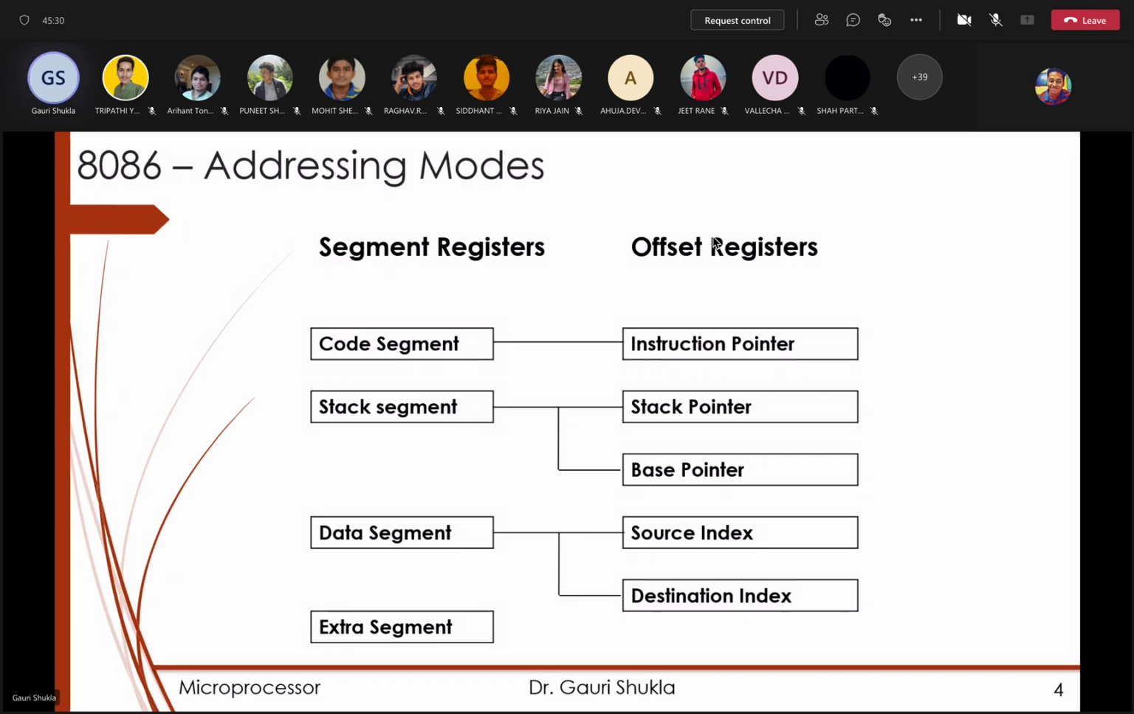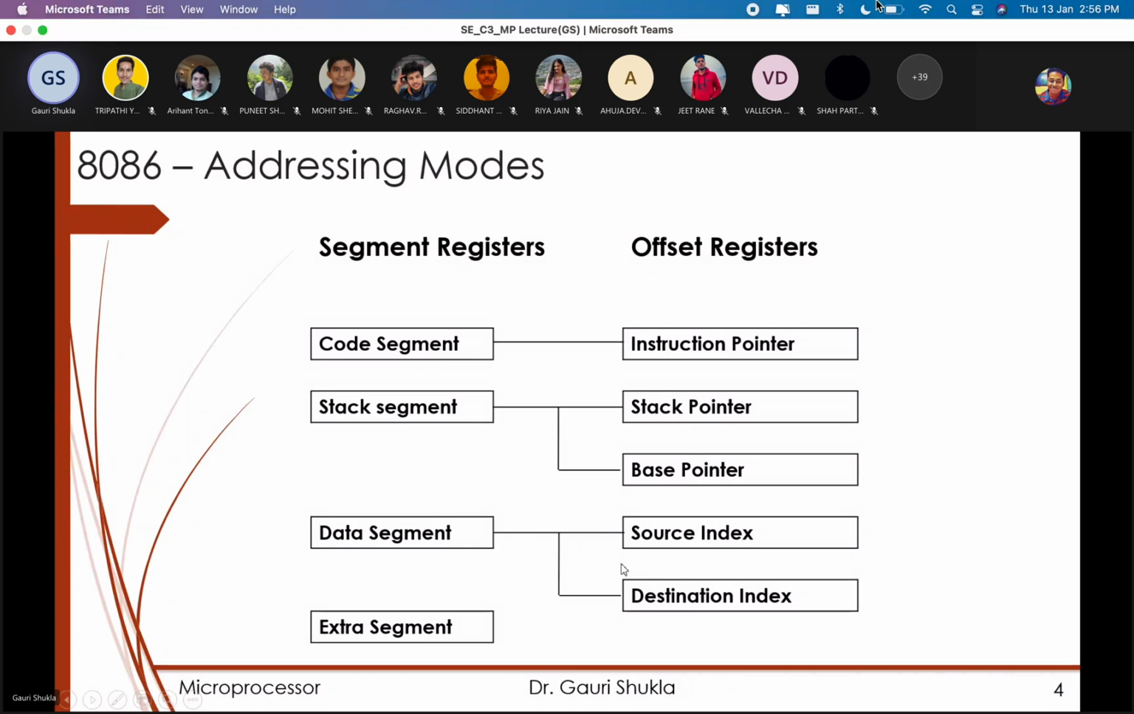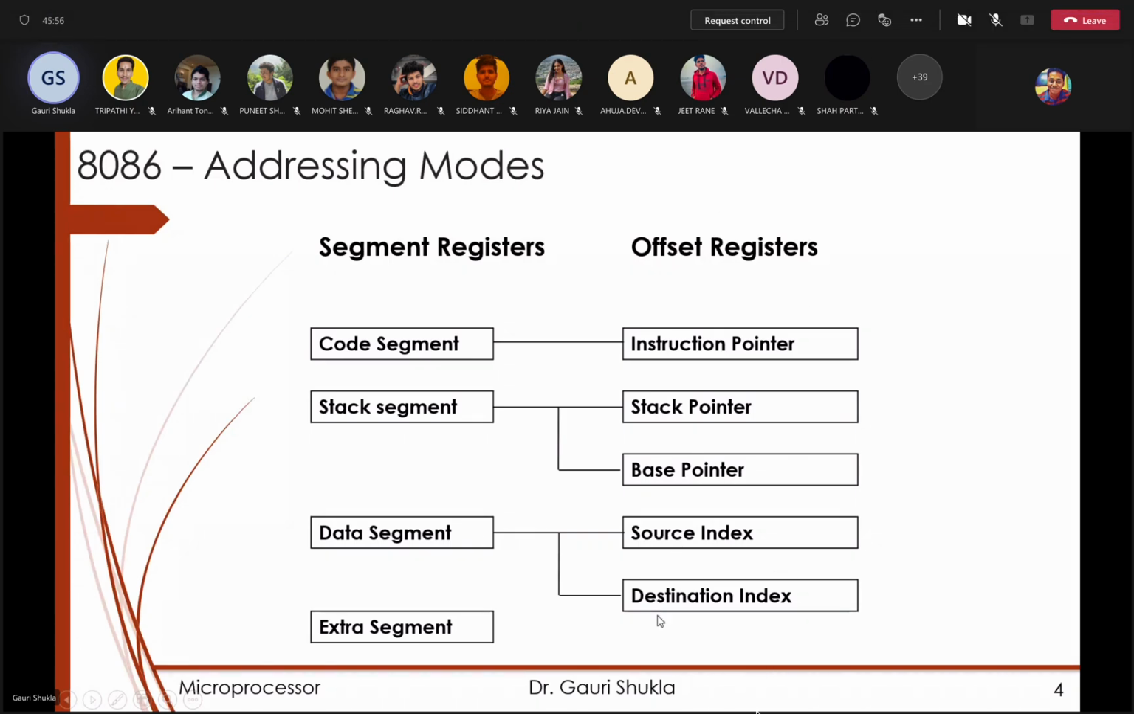Now, how are these particular segments being utilized? The segment registers for code segment, stack segment, data segment, and extra segment, their offset has to be stored somewhere. For the code segment, the offset register is the instruction pointer. For the stack segment, it is the stack pointer and base pointer. For the data segment, it is source index and destination index. This is what we have already seen.